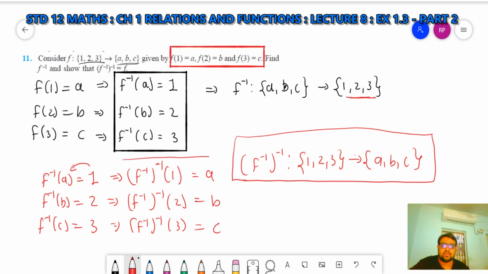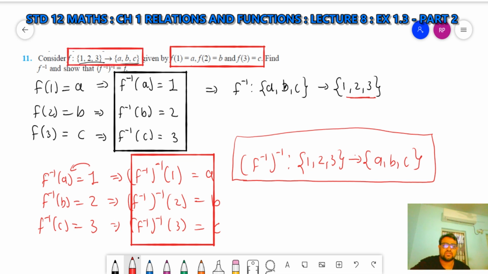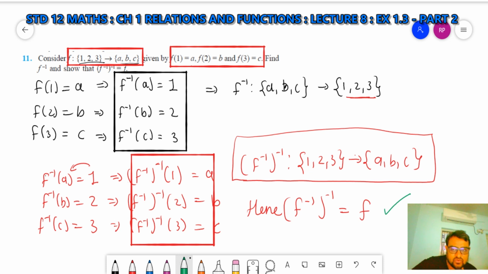Okay, see that. Here F inverse and F both is same, and this is F inverse from 1, 2, 3 to A, B, C. F is from 1, 2, 3 to A, B, C. Hence F inverse of inverse is equal to F. Clear? So this is our answer. Okay, so note down question number 11.